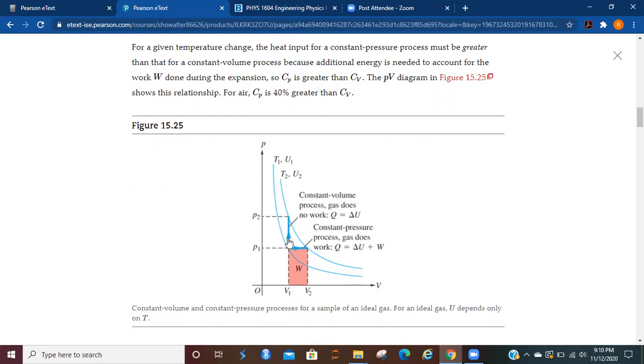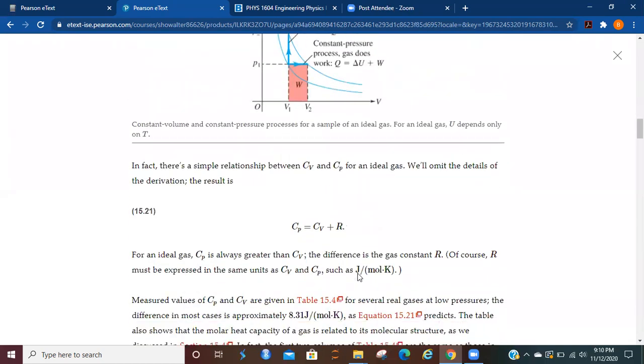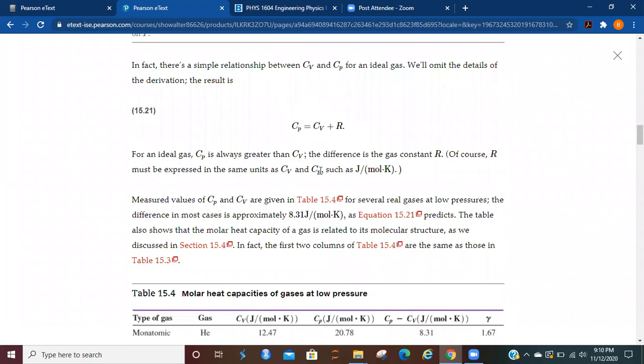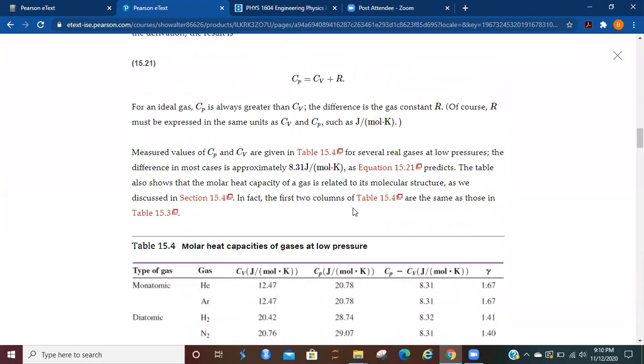If you've got constant volume, then you would go from here to here. There is no work done. If you go at constant pressure here, then the gas has to do work. Remember, you've got space under here. You've got the pressure here and difference in volume. You've got work going on. This is, again, going to be the relationship between the two.